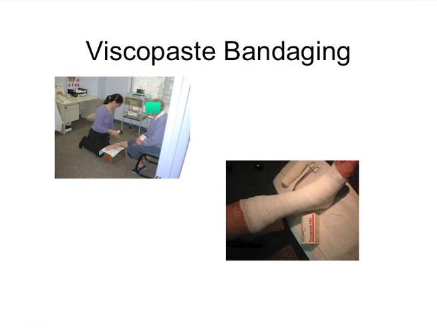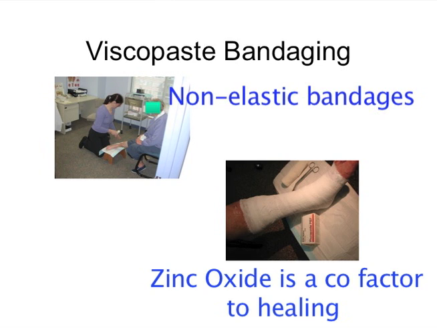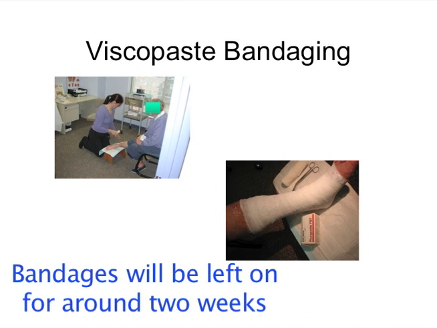A simple method that I use in my practice to manage many ulcers is viscopaste bandaging. Viscopaste bandages are a non-elastic bandage that is applied to the lower limb from the toes to the knee. The bandage is impregnated with zinc oxide, which is a cofactor for healing, and the bandage is left on for up to 2 weeks so that the healing process can proceed in an undisturbed nature without regular, frequent removal of dressings and interference with the healing process.